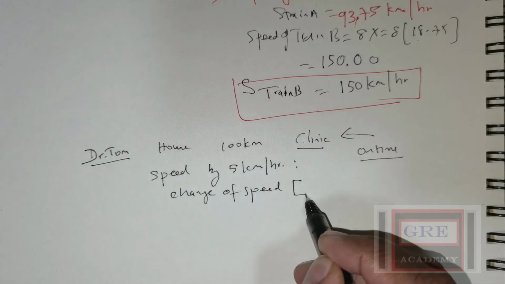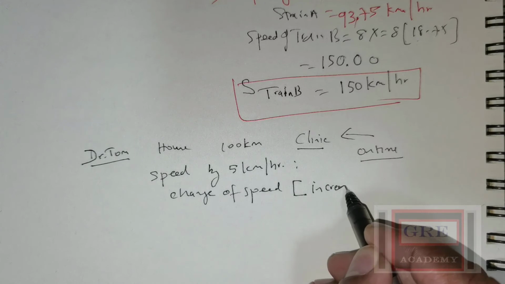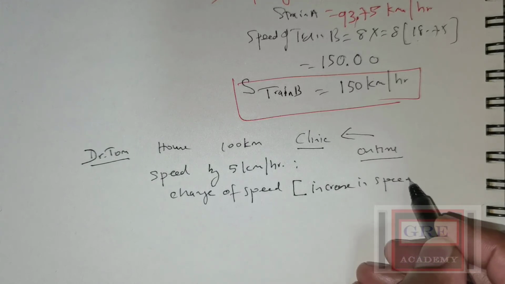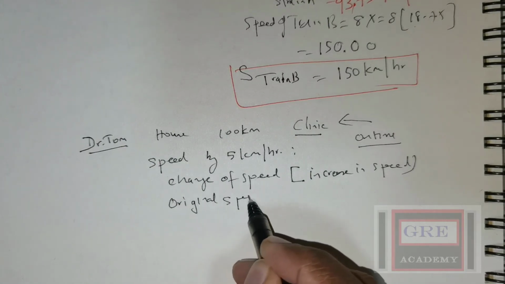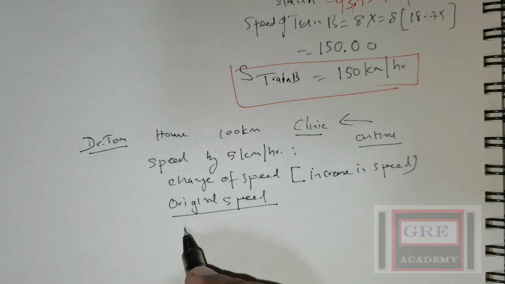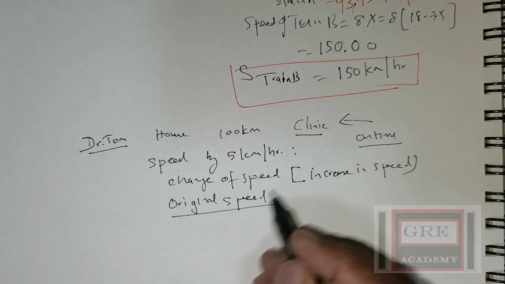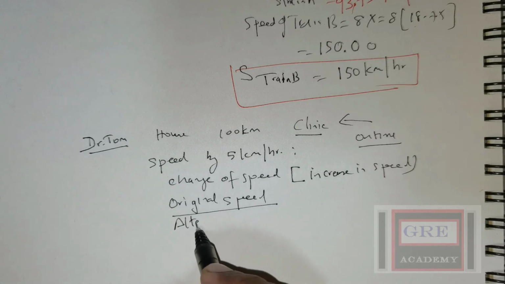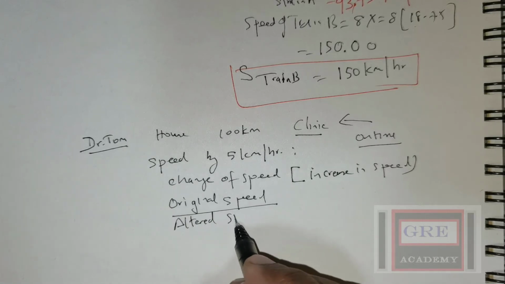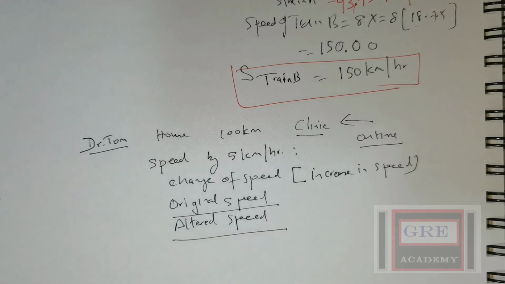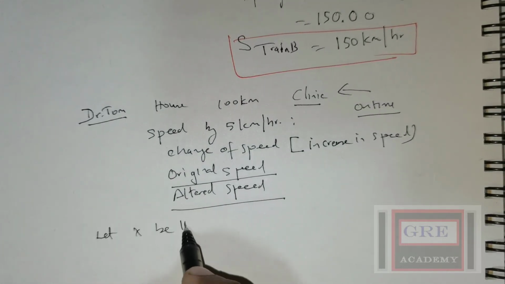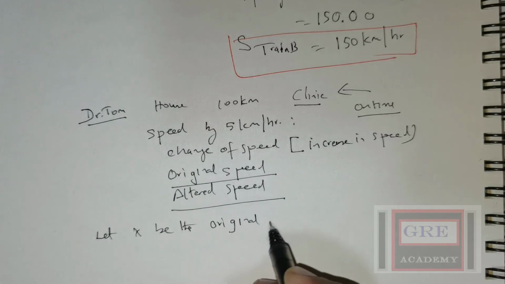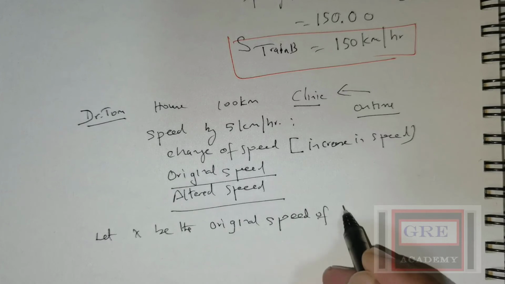or the increase in speed. In other words, we have to find the original speed and the speed in which he reaches his clinic the second time. So that would be the altered speed. So now if I were to write the problem like this, let x be the original speed of Dr. Tom.